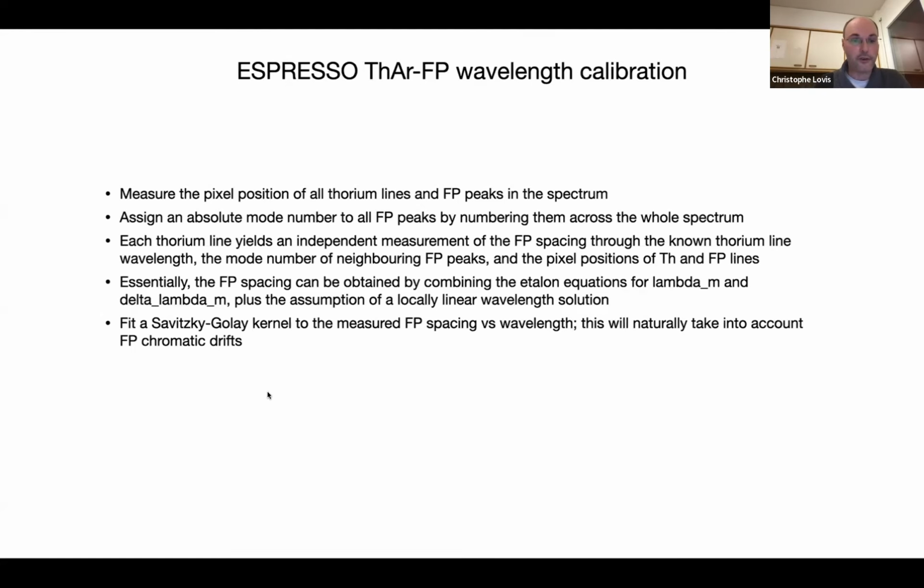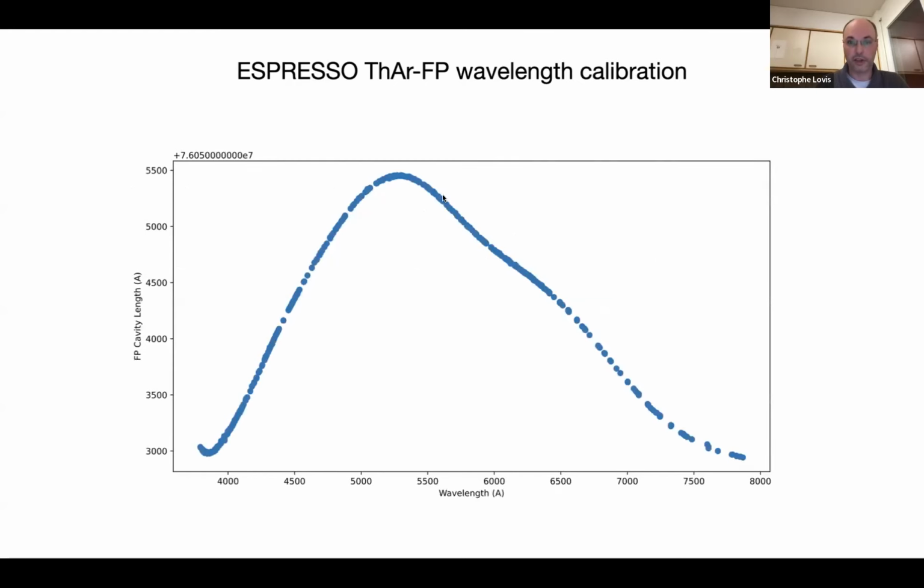And then when we have all these measurements, we fit a Savitsky-Golay kernel to the measured FP spacing versus wavelength, which will naturally take into account the FP chromatic drifts. So in practice, this looks like this.